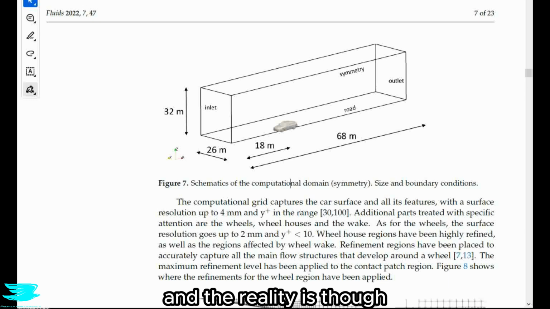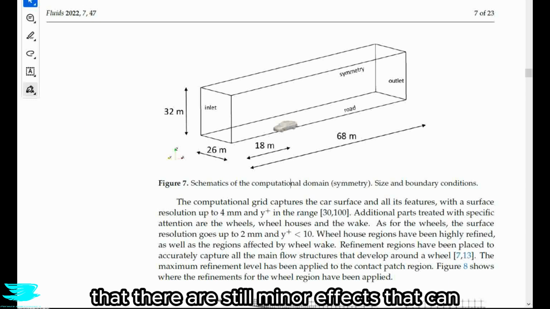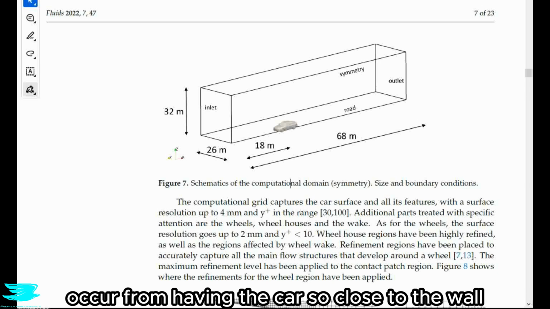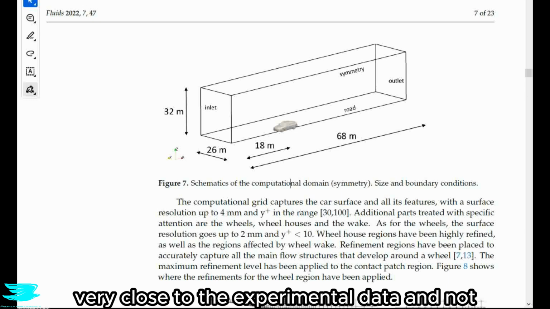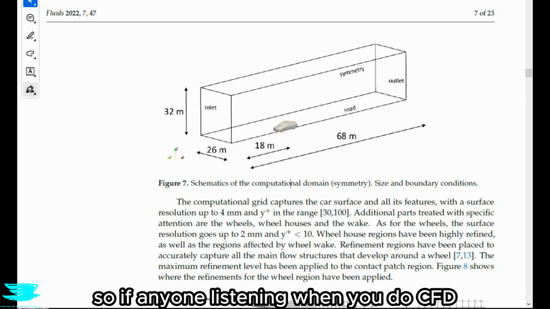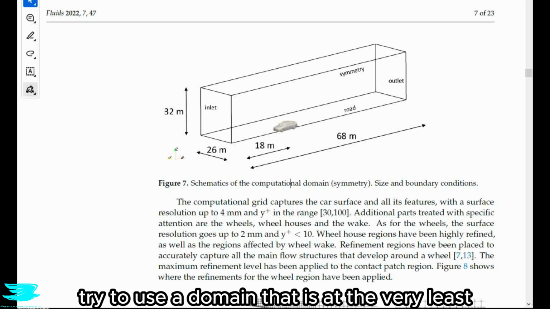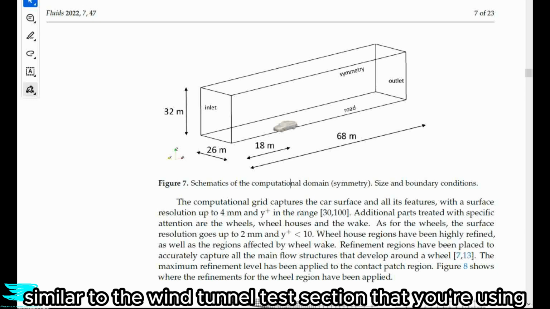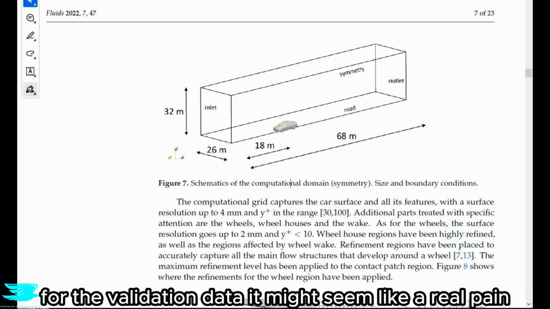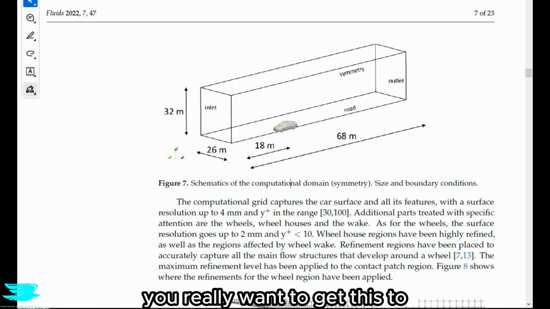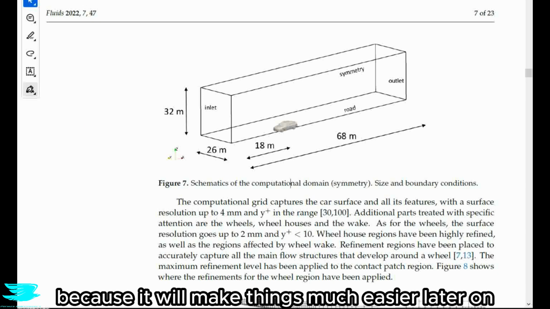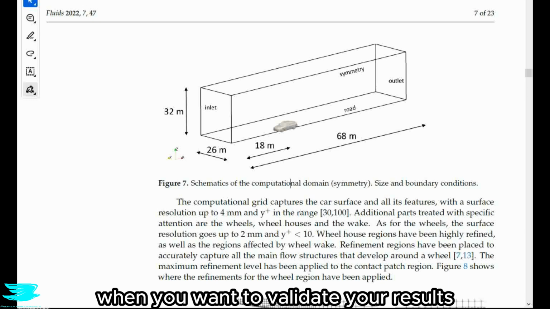And the reality is, though, that there are still minor effects that can occur from having the car so close to the wall. And that can be the difference between getting CFD results very close to the wind tunnel data and not. So for anyone listening, when you do CFD, try to use a domain that is, at the very least, similar to the wind tunnel test section that you're using to test your car in for validation data. It might seem like a real pain, but when you're setting up your CFD, you really want to get this to be as close as possible because it will make things much easier later on when you want to validate your results.